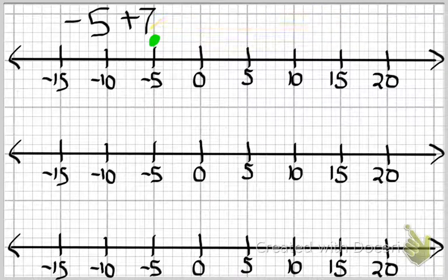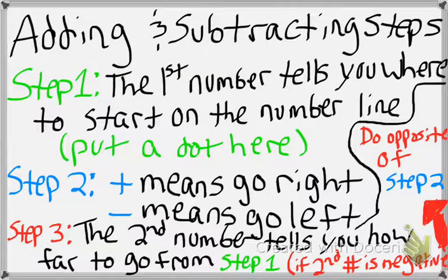All right, so now let's look at step 3. Step 3 says the second number tells you how far to go from step 1, because remember, we're starting from that dot in step 1. And as a side note, if the second number is negative, do the opposite of what step 2 says. We'll get to that when we need it. But for now, this question doesn't have that, so we're going to focus on the second number telling you how far to go from step 1.